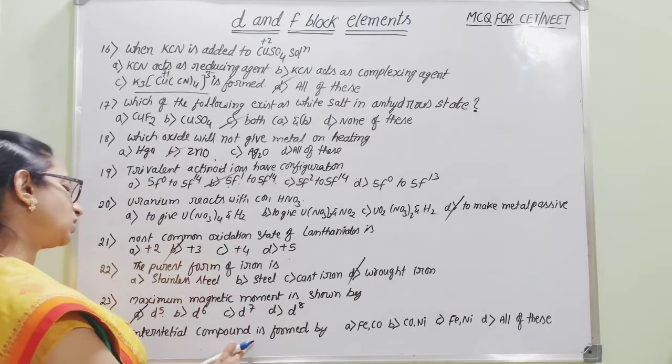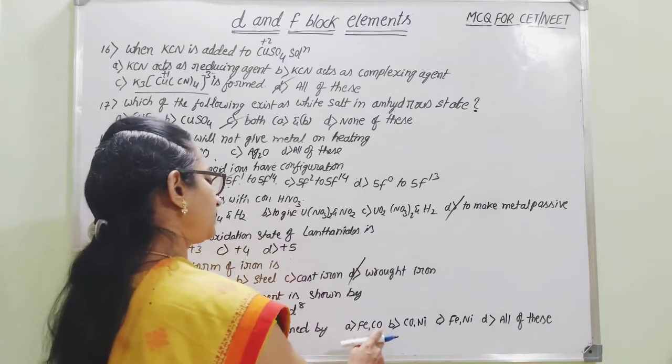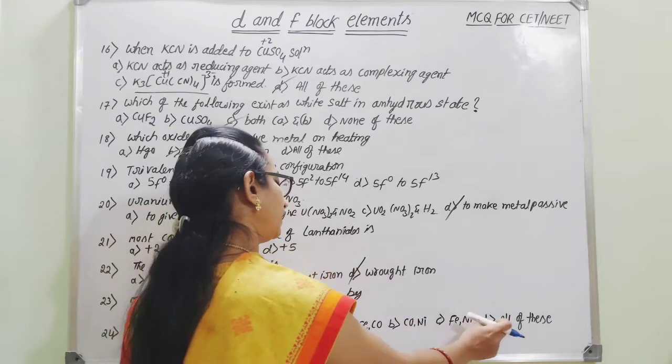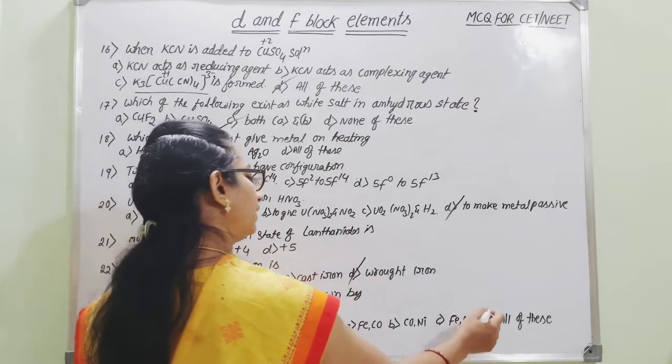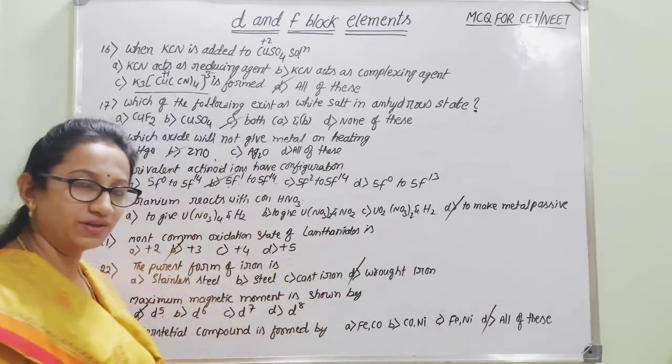Next, interstitial compounds are formed by Fe, Co, Ni and all of these. Of course, these interstitial compounds are formed by all of these. Got it?